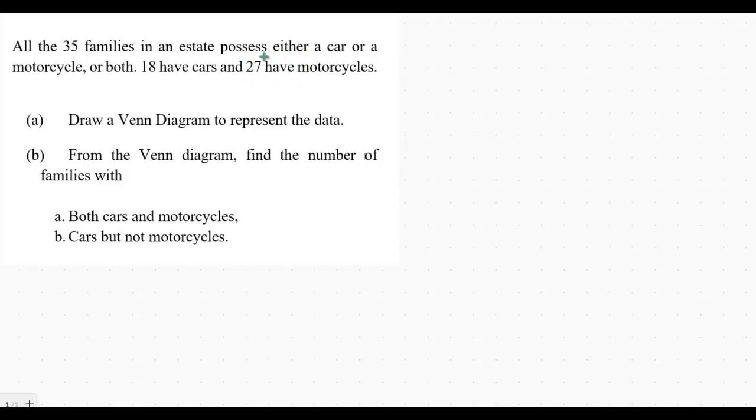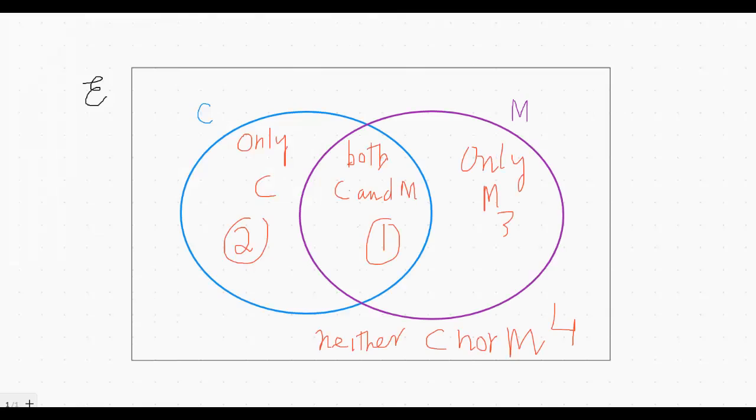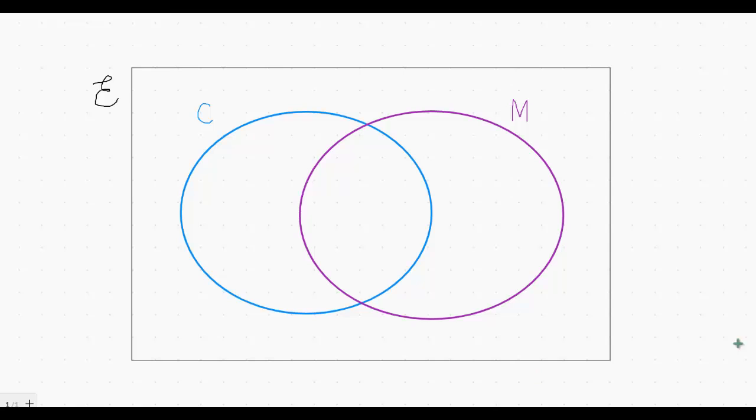And there will be some families which will have both cars and motorcycles, and we have to find that group of people as well. First of all, we have to draw the Venn diagram to represent this information which is given in the data in the question, and this is the Venn diagram representing two sets.